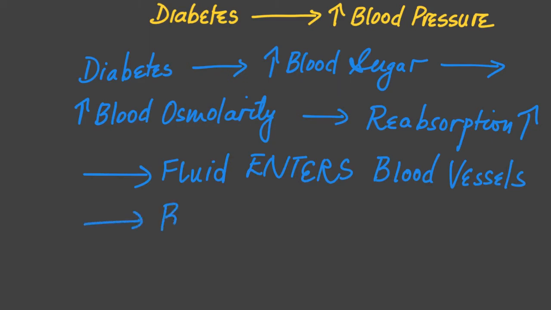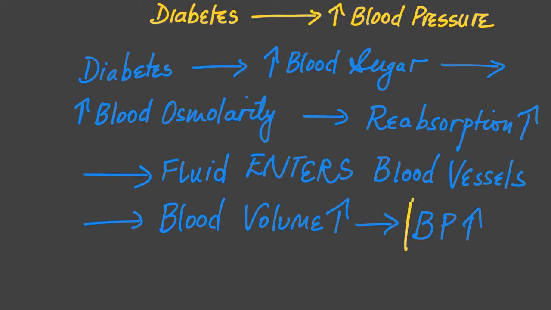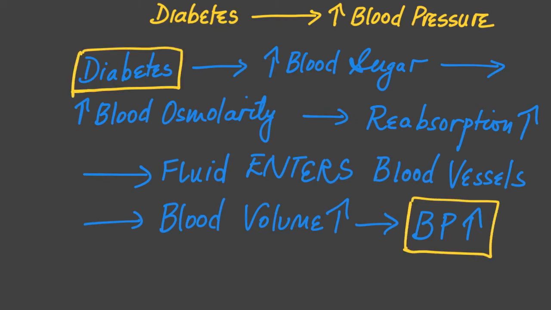And we all know that when blood volume increases, blood pressure increases as well. So that's how a person with diabetes can end up with high blood pressure. Let's learn some terminology before we move forward and learn about blood cell formation.